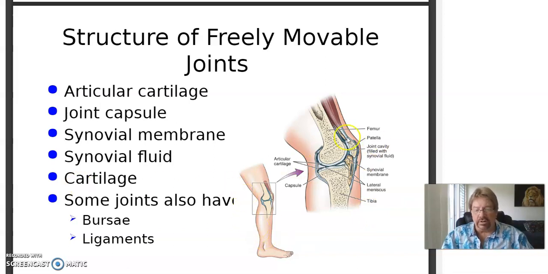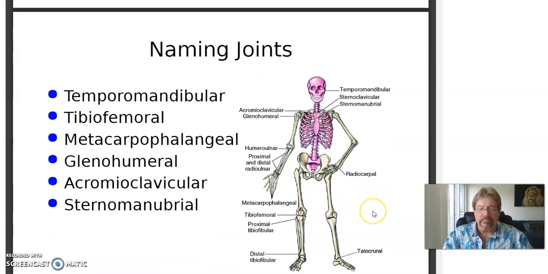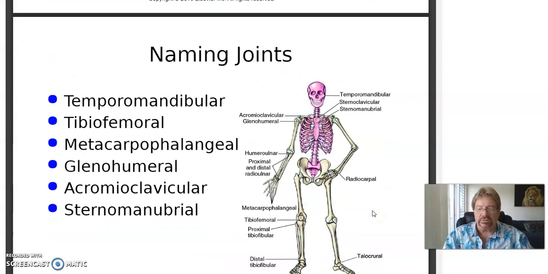There's a lot of cartilage around here. Bursae and ligaments. Now remember, we said ligaments connect bone to bone. But we also have little fluid-filled bags that act as a bearing or to help cut friction down. They're called bursae. Let's see if they have any pictures of them here. I don't see them. There are several bursae in the knee. I guess I ain't going to show it.